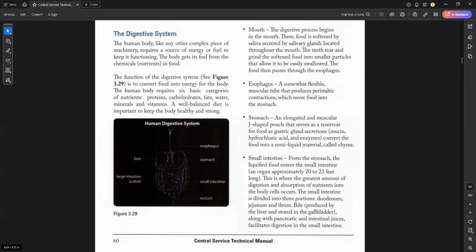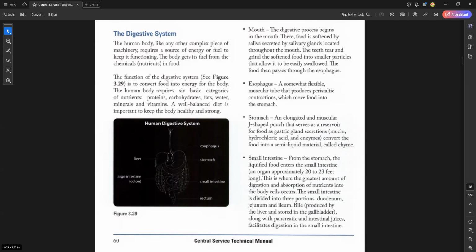Now, let me talk about the small intestine. The small intestines are very, very important. Even though the stomach is also very important, with glands and secretions and enzymes that break down food, converting it into liquid or semi-liquid called chyme, the small intestine is where the absorption takes place. So for you to have energy, the small intestine is very, very important.